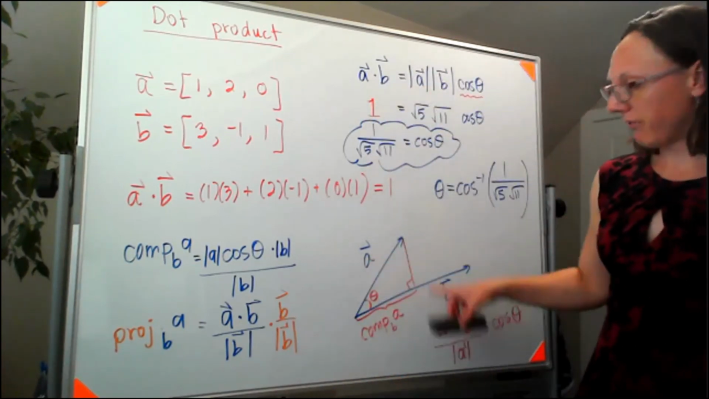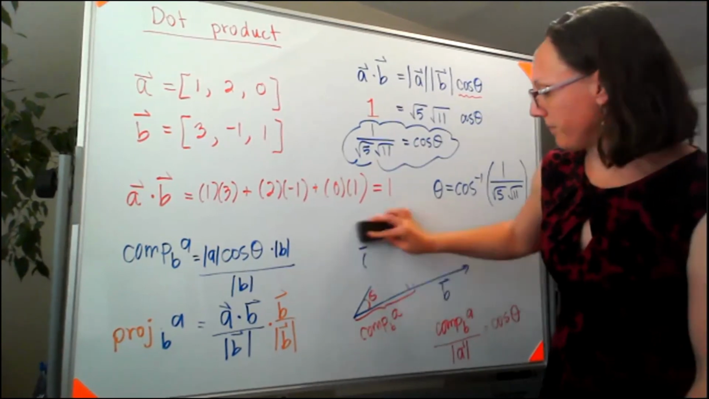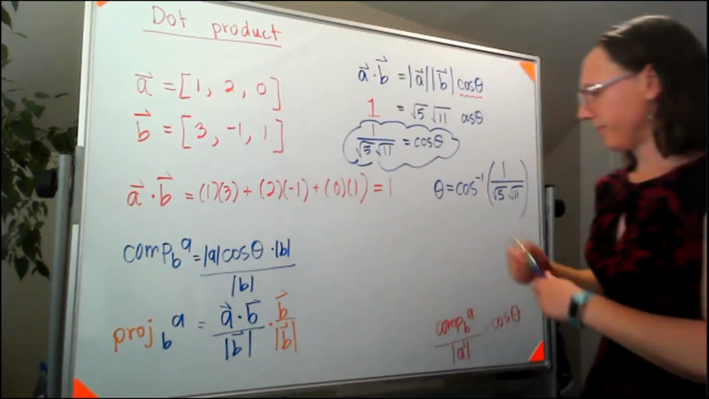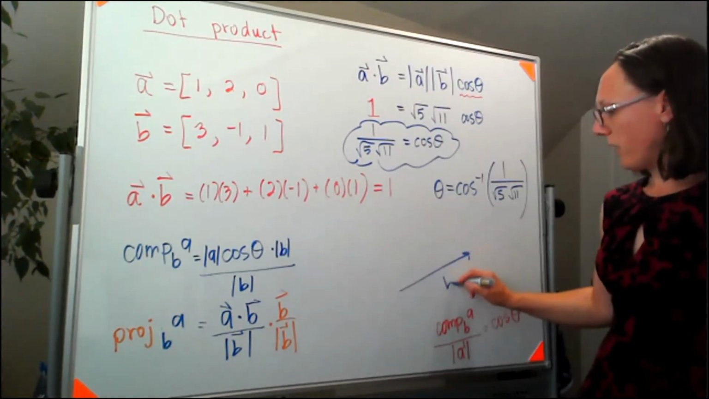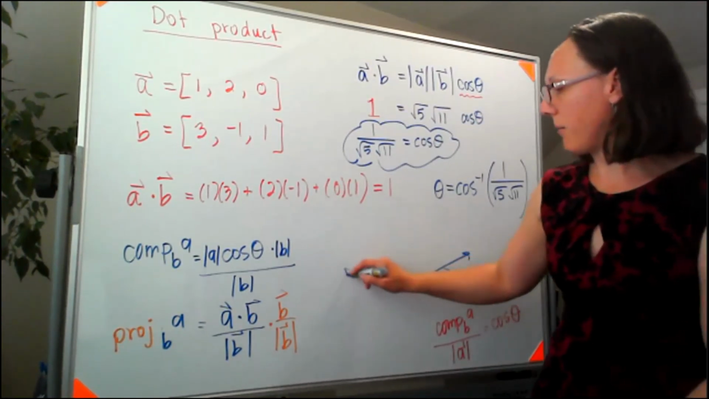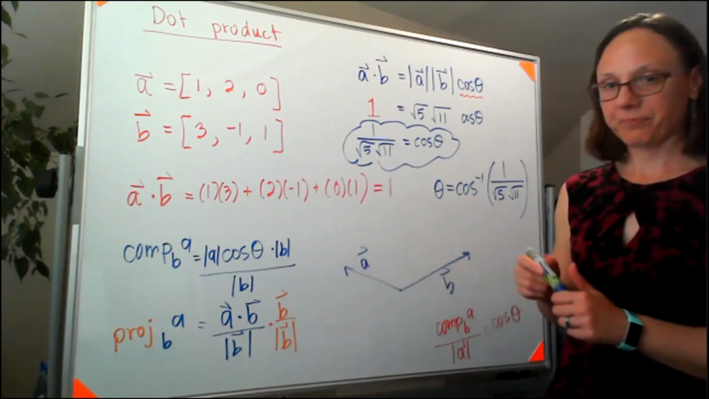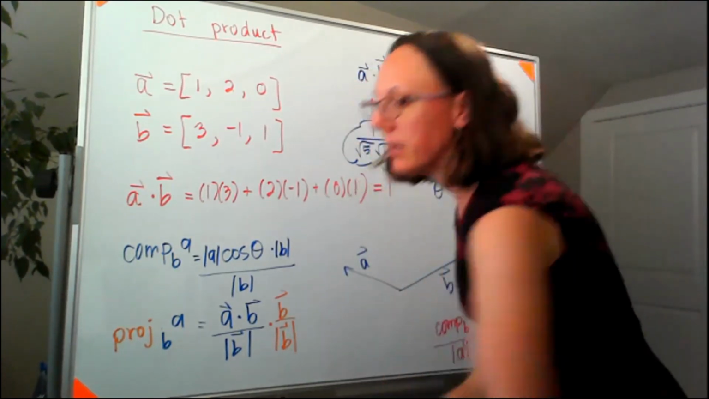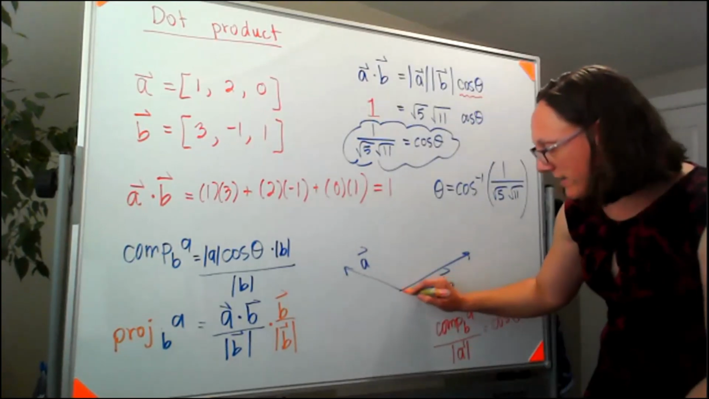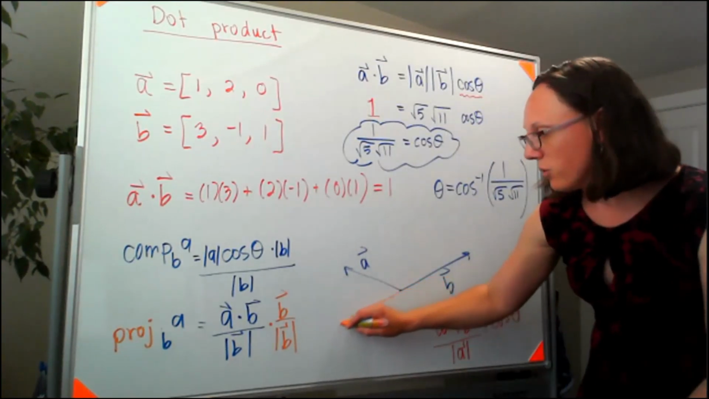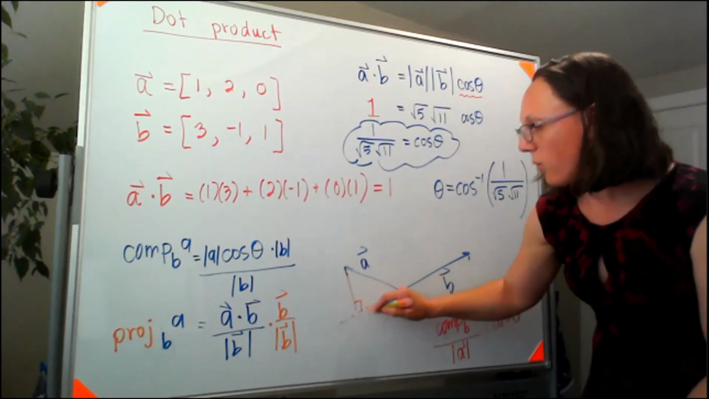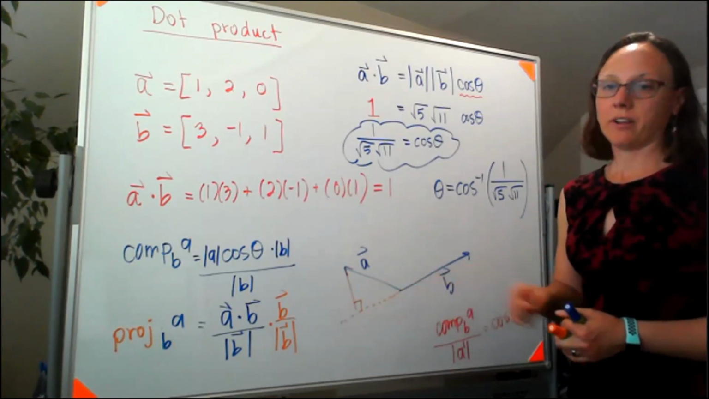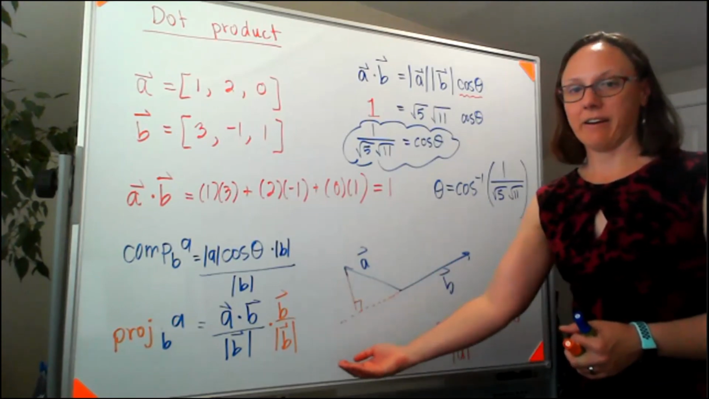So if I redrew this picture such that my B is going this way and my A is going this way, if I look at the projection of A onto B, I'd have to extend this B out into imaginary space in order to get that right angle. So I know that if I took the dot product of these two vectors, we'd get a negative value.